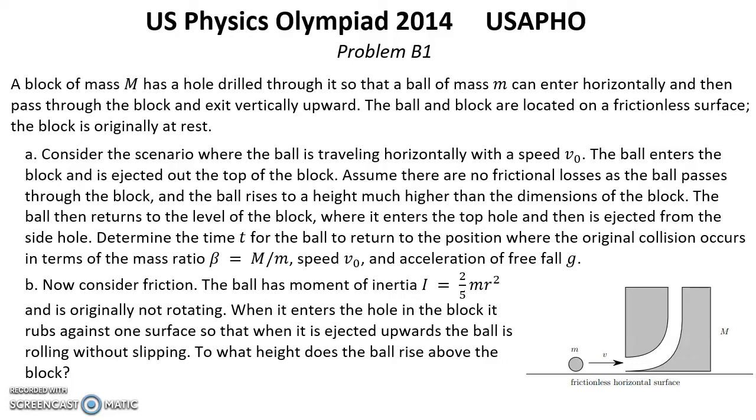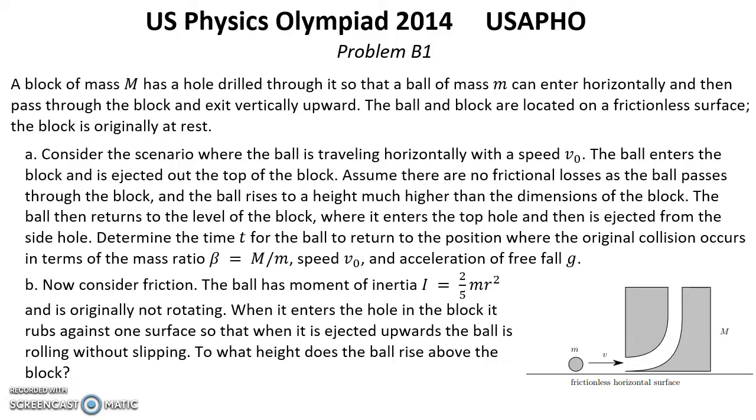Question A. Consider the scenario where the ball is traveling horizontally with a speed v0. The ball enters the block and is ejected out the top of the block. Assume there are no frictional losses as the ball passes through the block, and the ball rises to a height much higher than the dimensions of the block.